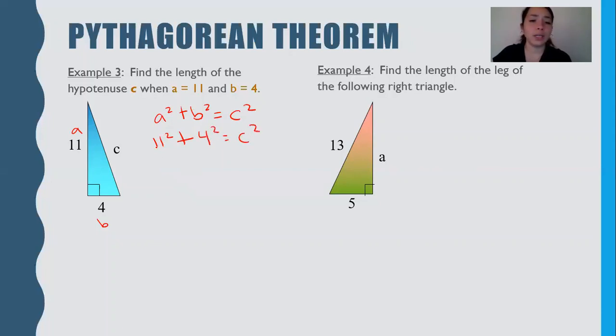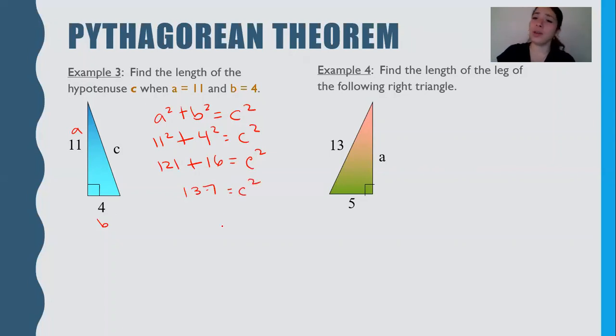And C squared. 11 squared, 11 times 11 is 121. I'm sorry, not 4 times 2, 4 squared. So 4 times 4 is 16, is equal to C squared. I know that 121 plus 16 is 137. That's equal to C squared.